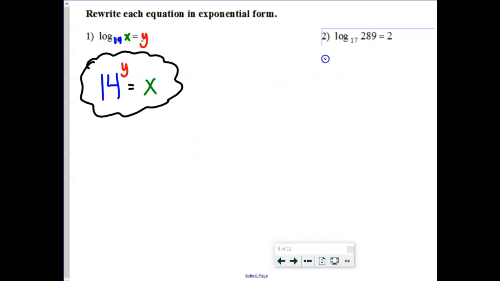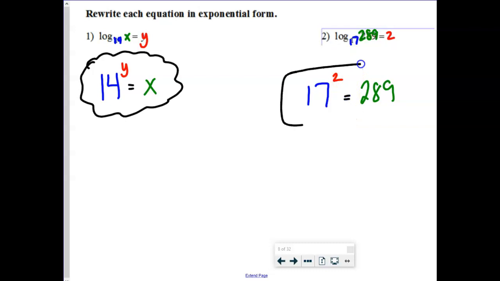Okay, cool. Let's look at number 2, though. This one is self-checking because it's numeric. So who's your base? 17. Good. So this guy is my base. He's going to become my base here as well. And then I just do a little flip-flop here. So the 2 becomes my exponent. And then what was in the logarithm, this 289, is now my answer. And that's totally right, because 17 to the second power is 289.